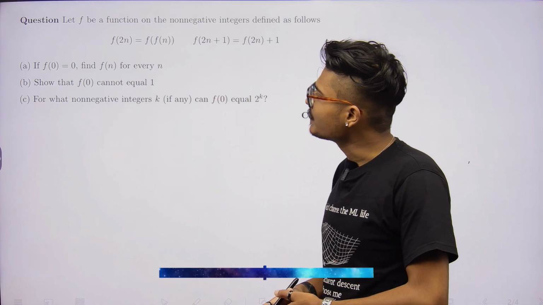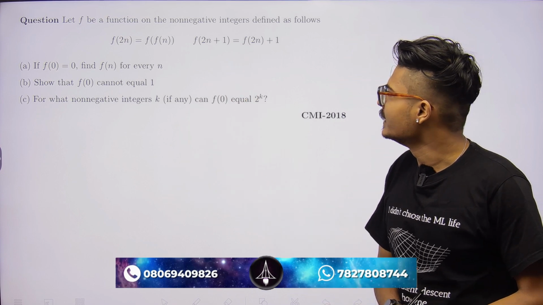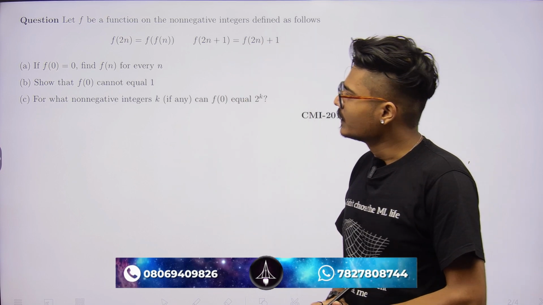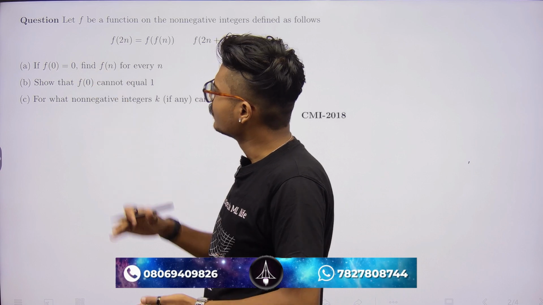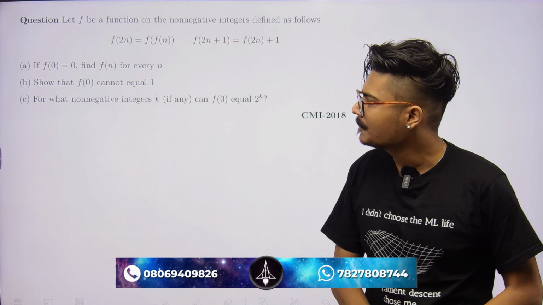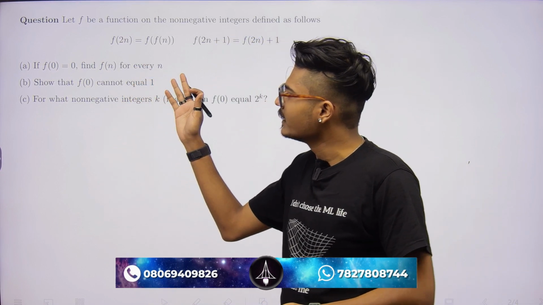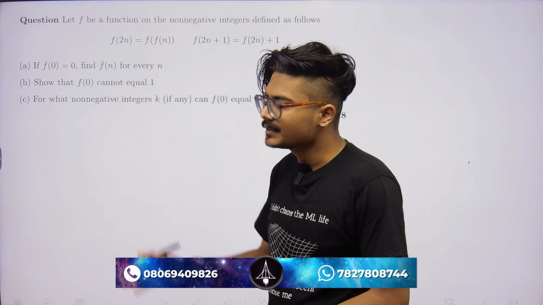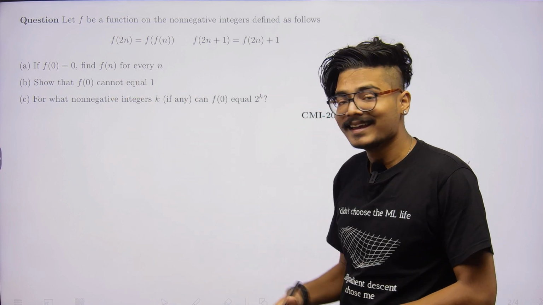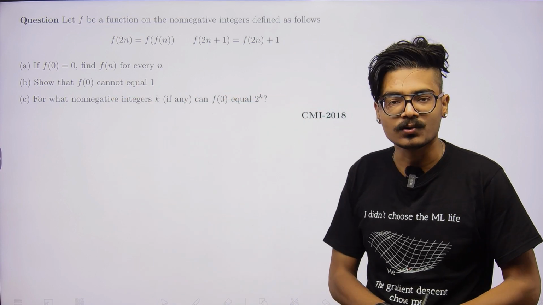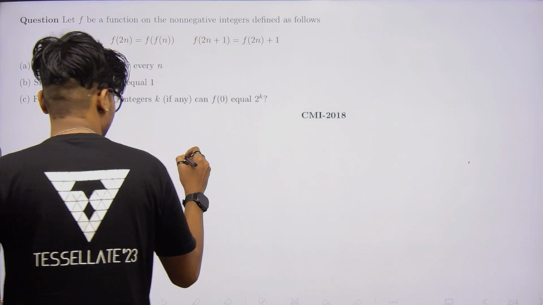So the question goes something like this. Let f be a function of non-negative integers defined as follows. What you have to prove is, if f of 0 is 0, then you have to find the value of f of n for every n. The second part is, show that f of 0 cannot be equal to 1. And the third part is, for what non-negative integers k, if any, can f of 0 be equal to 2 to the power k. So let's start off with the first part.